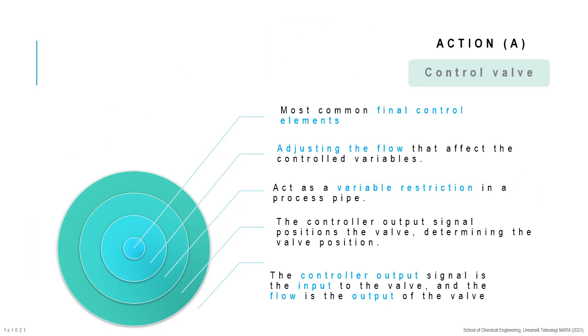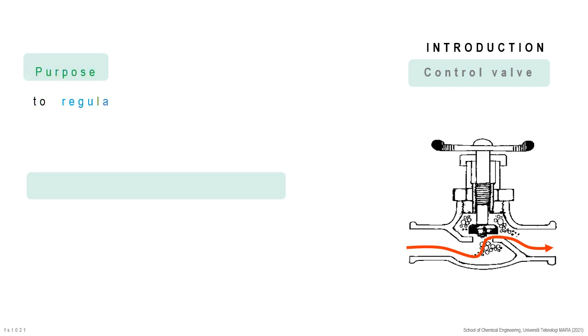A control valve acts as a variable restriction in a process pipe. By changing its opening, it changes the resistance to flow and thus the flow itself. Throttling flow is what control valves are all about. The controller output signal positions the valve, determining the valve position that in turn determines the degree of restriction to flow. Therefore, the controller output signal is the input to the valve and the flow is the output of the valve.